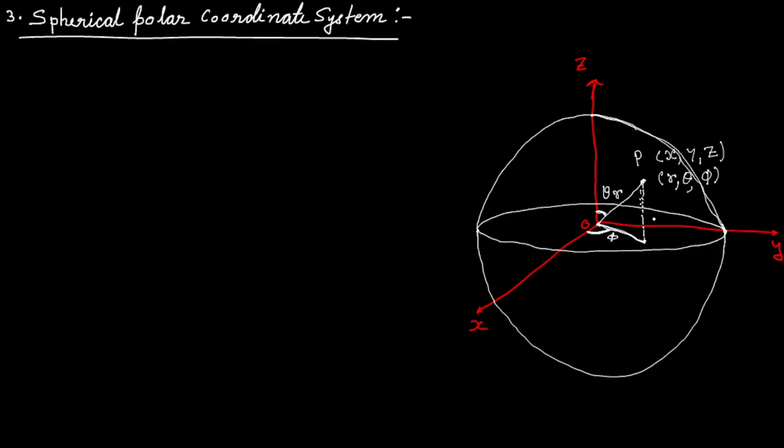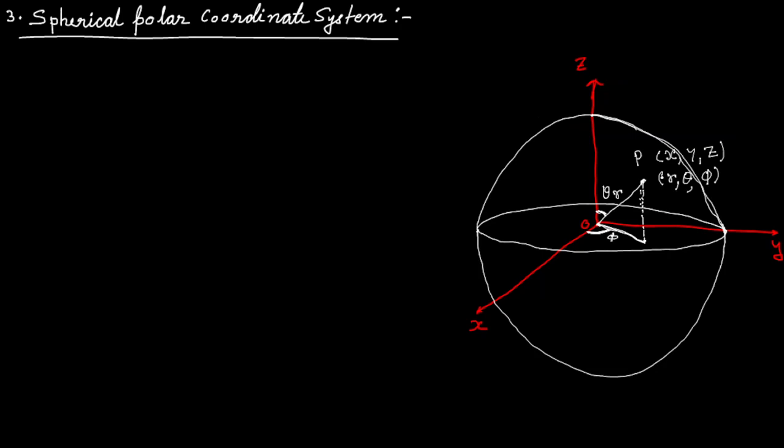Now the important point here is that this point P, if we represent it in the rectangular coordinate system, we can represent it as x, y, z. If we represent the same point in spherical polar coordinates, we can represent it as R, theta, phi. But in both cases, we are representing the same point P with the same origin O. So that means somehow R, theta, phi and x, y, z will be related to each other. So let me first write x, y, z in terms of R, theta, phi.